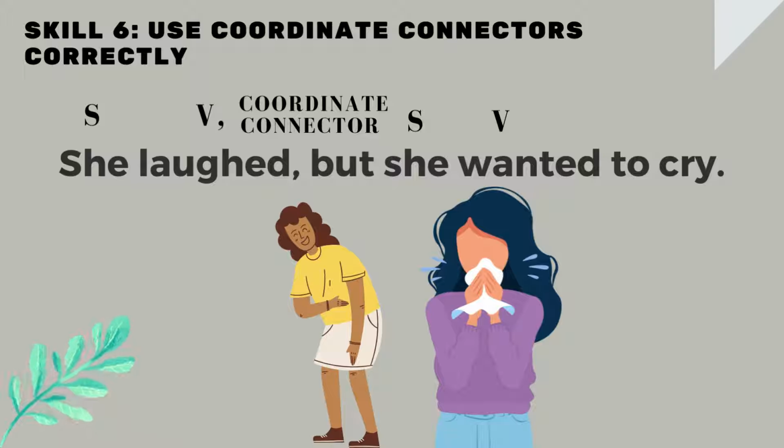Hi, my name is Eric. Skill 6. Use coordinate connectors correctly. When you have two clauses in an English sentence, you must connect the two clauses correctly. One way to connect two clauses is to use and, but, or, so, or yet between the clauses. For example, she loved but she wanted to cry.